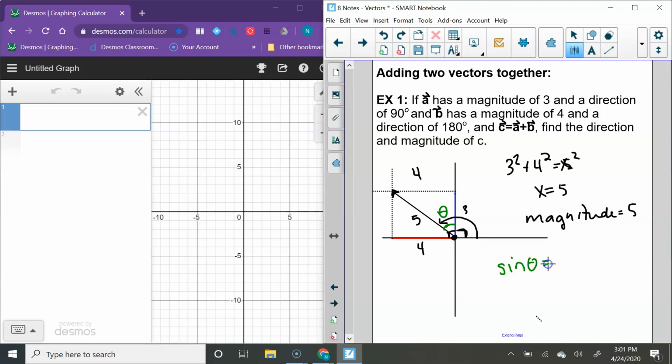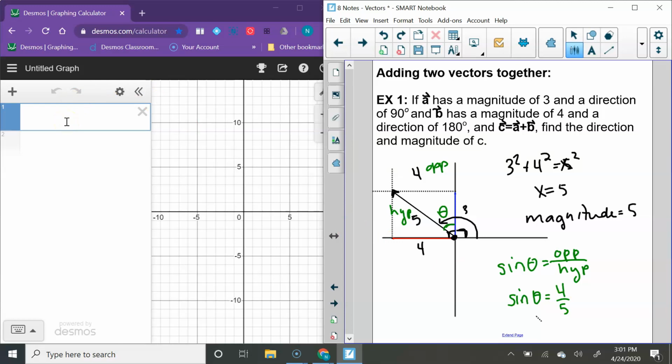of theta, and sine is the opposite over the hypotenuse. And so if theta is the angle that we see right here, then 4 right here is my opposite side. It's across from theta. And then the hypotenuse is the side that we just found, the longest side of that triangle. So sine of theta would equal 4 over 5. And what we want to do here is find the angle theta. So we have to do sine inverse of 4 over 5.